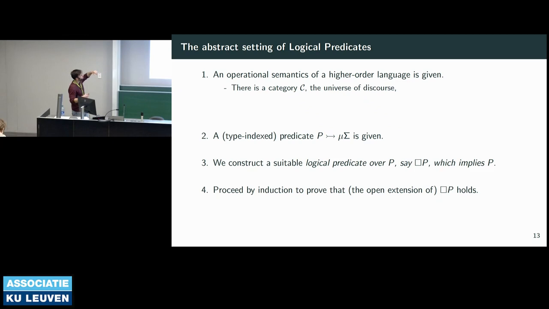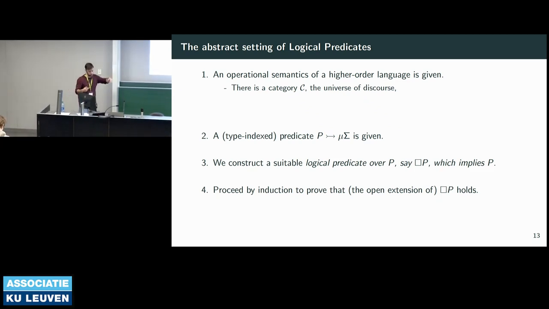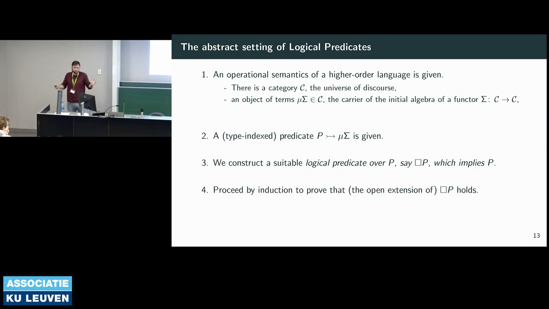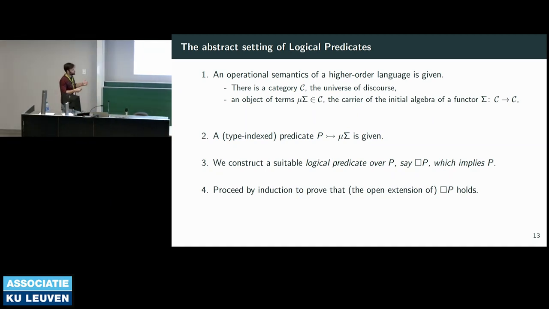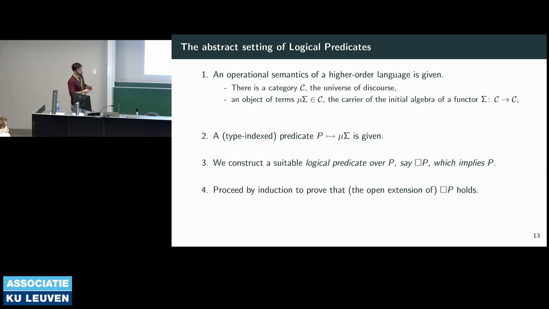So we have an operational semantics. First, we need a category C. That's going to be our universe of discourse. It can be the category of sets, or all these categories that Benedict and Dima proposed, the presheaf categories. These are the universe of discourse. So you need an initial algebra, because all the proofs by logical predicates are inductive proofs. You're basically proving that there is no proper subalgebra of an initial algebra. So you need an initial algebra. Otherwise, you cannot do induction.